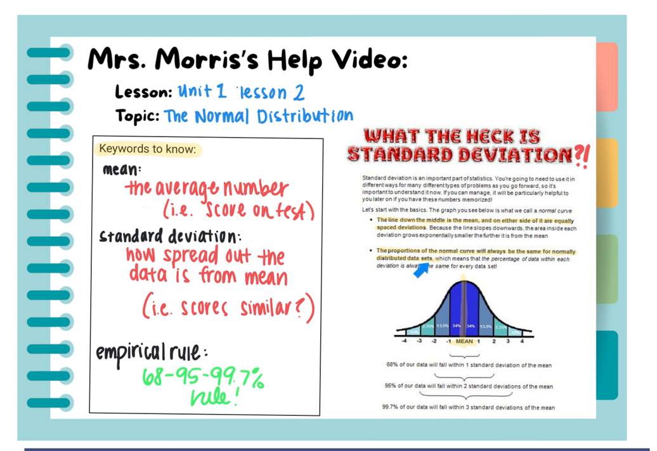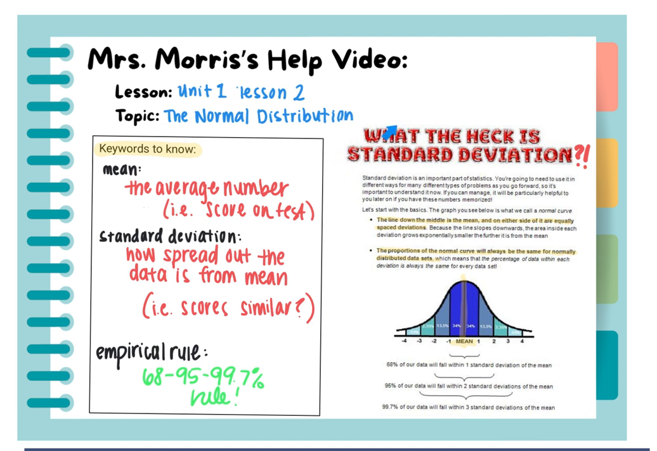When we are given a graph, your mean is always located in the middle. So for normal distribution, this line right here, where the top of that bell curve is, that represents your mean or your center. Now, standard deviation is pretty complex.